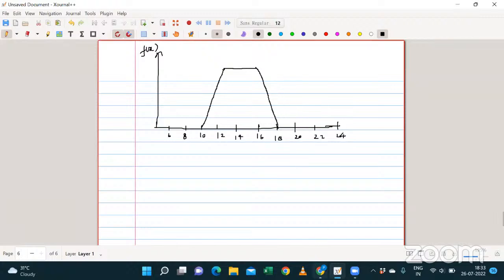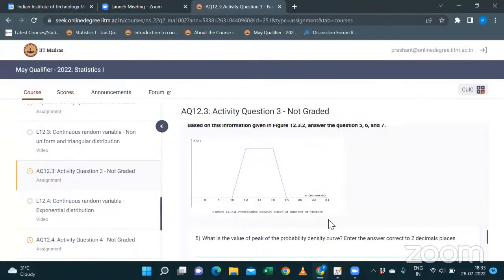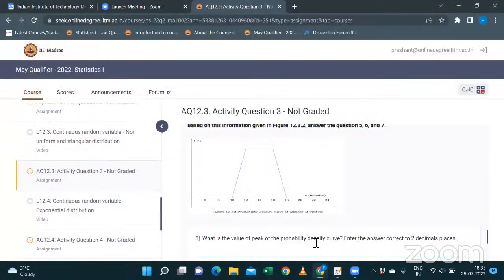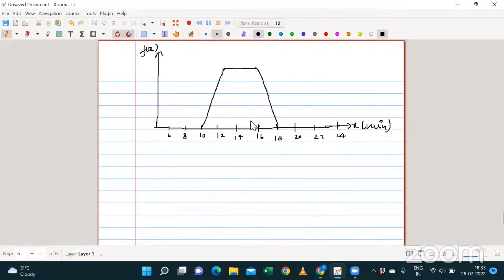So what is the question? We need to find the peak height, sir. This is your x in minutes, right? So I have to find the value of the peak of the PDF. Okay, so I need to find this value. Let it be H.